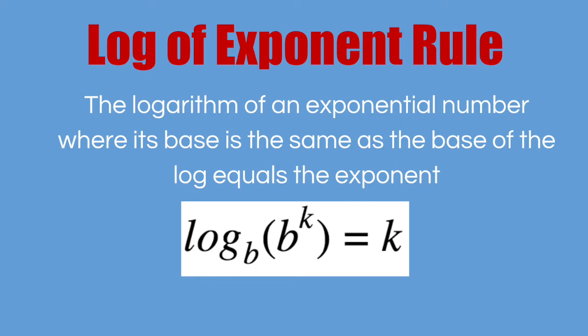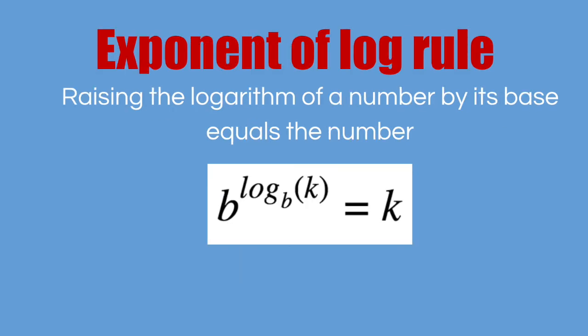So this is the log of exponent rule. If you have a logarithm with an exponential in it, and the base of the exponential is the same as the base of the logarithm, then the whole logarithm will equal the exponent. And the last rule would be the exponent of log rule. If you raise the base to the whole logarithm that you're trying to find, then it will always equal the number of the logarithm that you're trying to find.